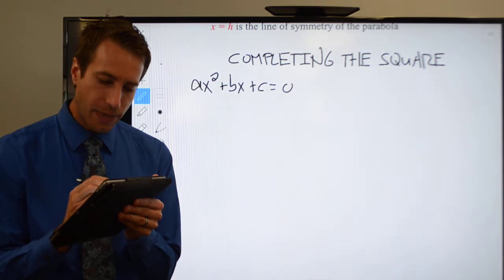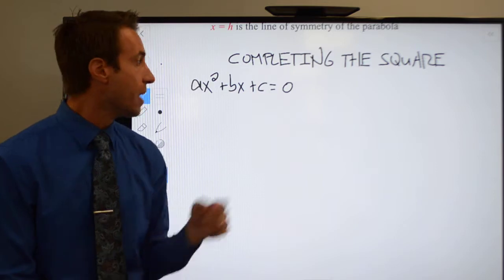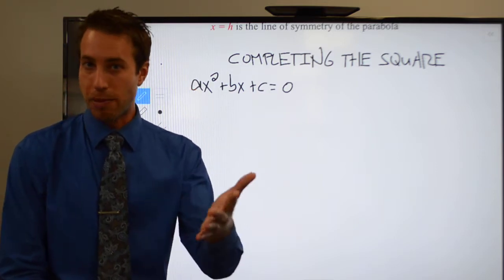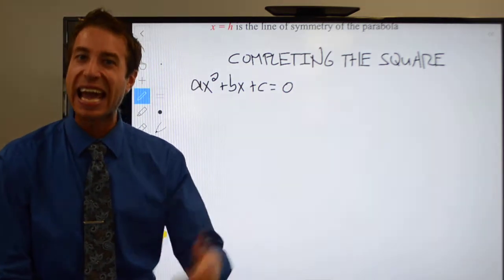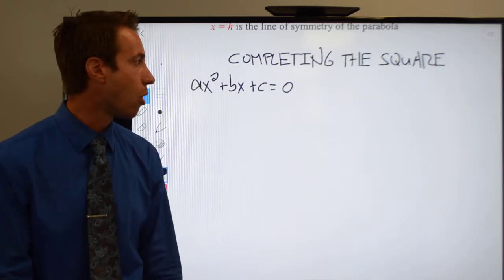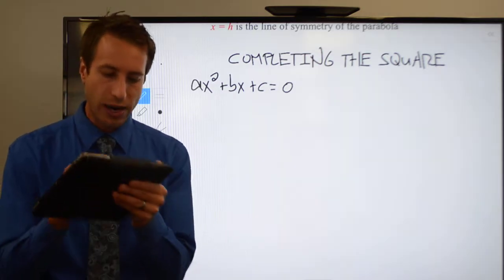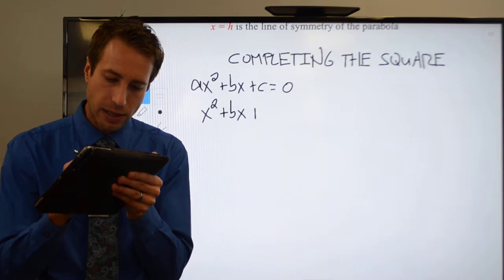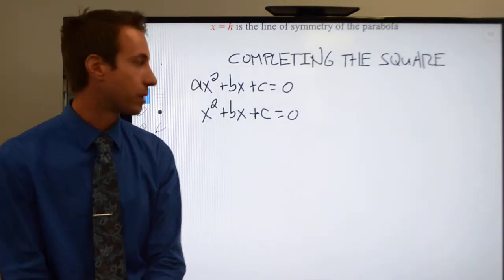What we're going to do is assume that this leading coefficient is a 1. Now remember, if a is not a 1, we just simply divide everybody by a and force that leading coefficient to be a 1. But I'm not going to do that here. We'll just assume that a is a 1, and what I've actually got is x squared plus bx plus c is equal to 0. So now I've got my leading coefficient of 1, which is what I need in order to complete the square.